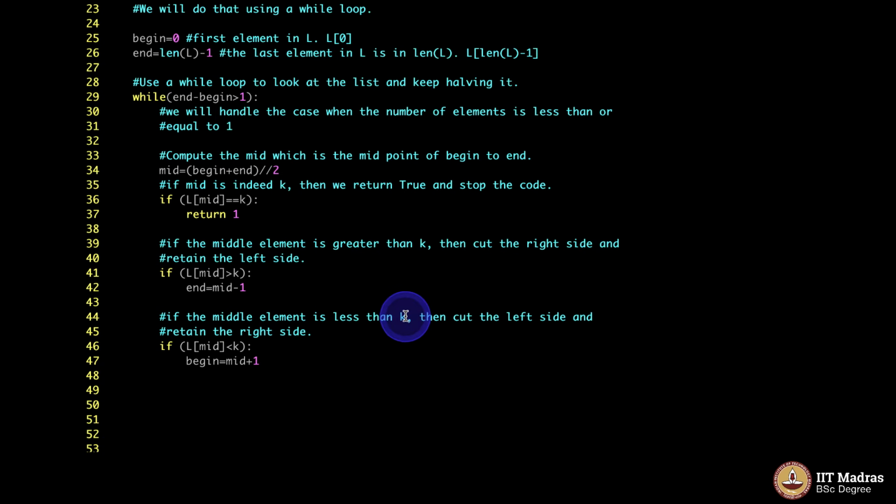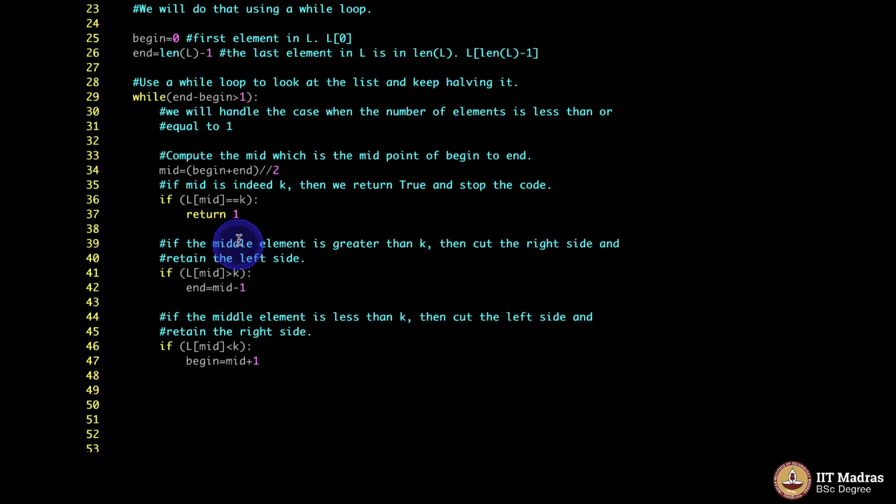If the middle element is less than k, which means, as I told you, I'm not going to write it once again. I wrote it some dozen number of times. I cut the left and retain the right. Think about it. And that is done. How do you cut the left side? You cut the left side by bringing begin from this end to the middle.